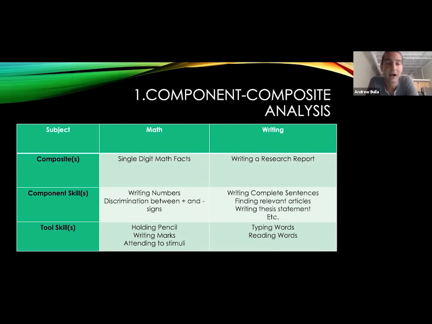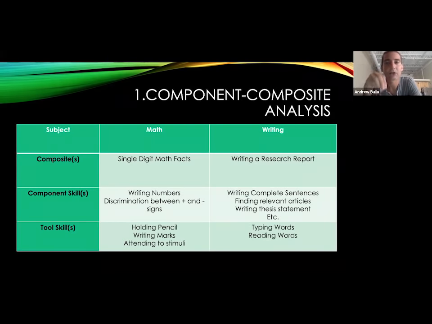So if we had math, a composite skill may be single-digit math facts. So we want the learner to answer math facts accurately. So 2 + 2 is 4, 2 + 3 is 5, 3 - 2 is 1. We want to have the learner be able to engage in these sorts of math facts. So if that's my composite, what are some components that are necessary to see growth in there? Well, a component skill, they have to be able to write numbers. They have to be able to read numbers. They have to discriminate between the addition and subtraction signs. All those skills need to be built before I would expect growth on my composite of single-digit math facts.